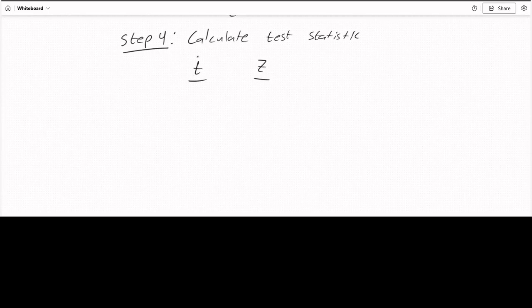So because we don't know the population standard deviation, we're going to have to use the t-score. Okay, and all that requires is one extra step, and because we're not given the standard deviation of the population, we just have to estimate it.